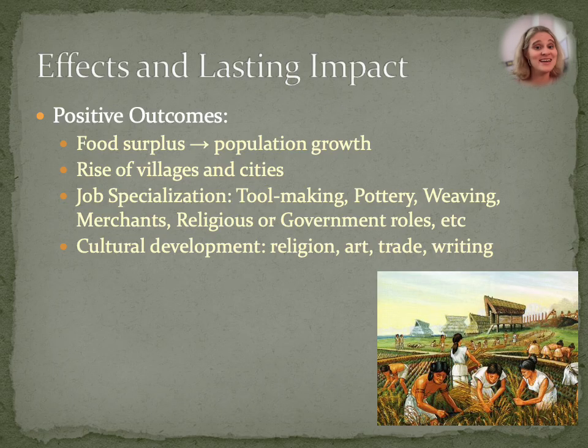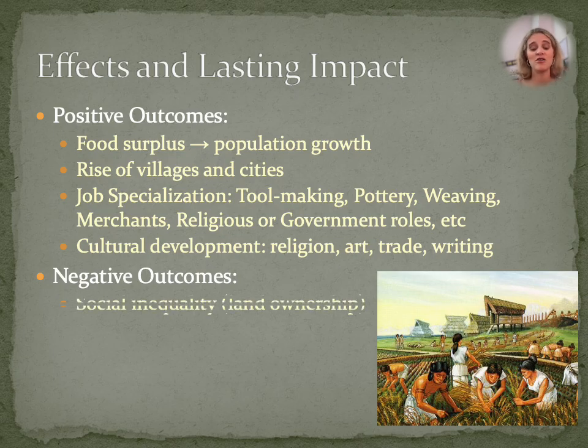But not everything is good, right? In terms of negative outcomes, we also see social inequality. Some people own more than other people. That's just the way it happens. So we see the rise of social classes and the rich versus the poor. People are no longer on a level, rather than all equal as they were under hunting and gathering.